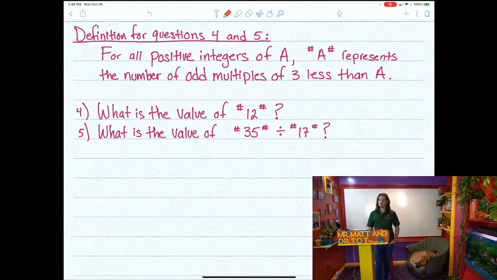Number 4 is asking, what is the value then of hashtag 12 hashtag? And number 5 is asking you to evaluate the value of hashtag 35 hashtag divided by hashtag 17 hashtag. Okay, so I'm going to give you 3 minutes, and then I'm going to give you some hints. Once you get the process, though, it's pretty easy to evaluate, but it's just the interpretation that is the real tricky part here. How to apply this definition to the actual problems once they insert numbers. But I'll give you 3 minutes, and then I'll give you some hints.